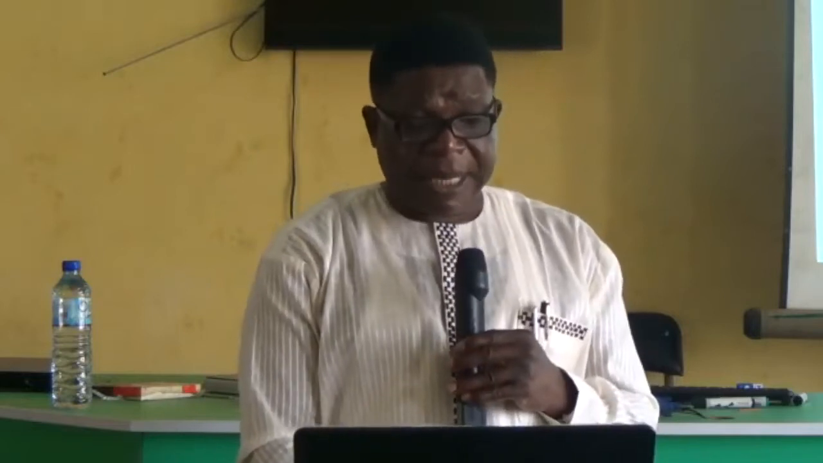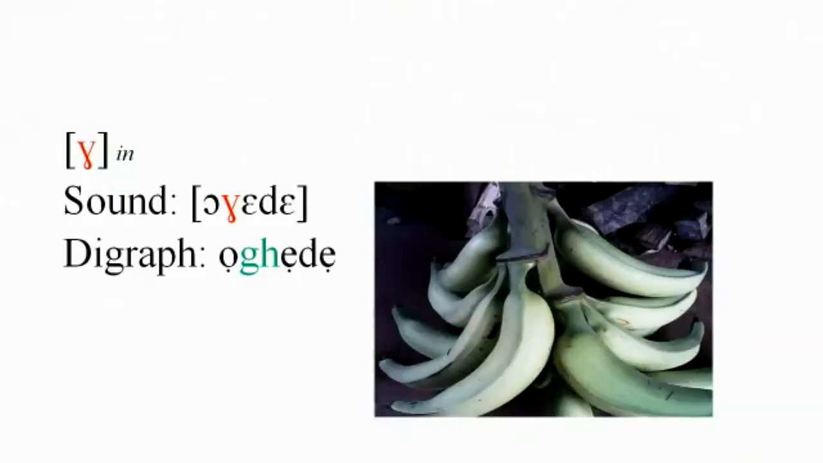Unlike what an average white person will say, for instance, in the word agbo, we will say agbo. So they are not two different sounds, G and B. It's a single sound. B is a gbare. Then you have the V represented by the letters, the digraph GH. GH representing the V in Ogede.